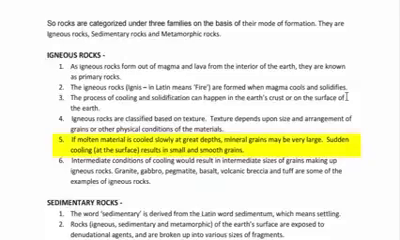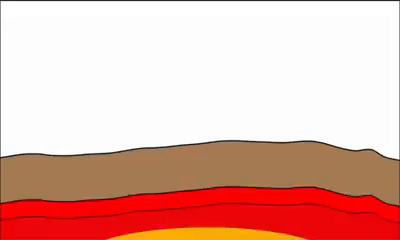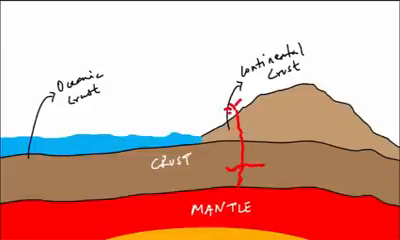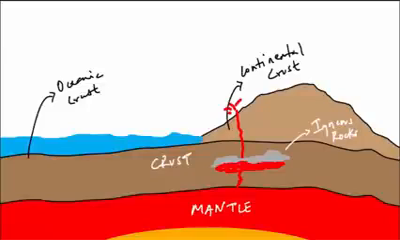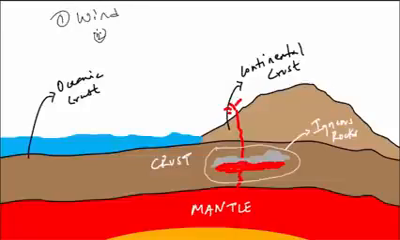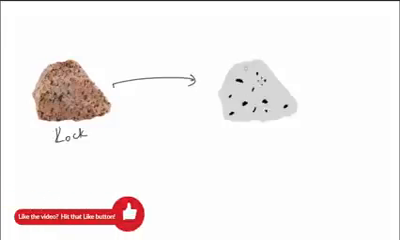If molten material is cooled slowly at greater depths, mineral grains may be very large. Sudden cooling at the surface results in small and smooth grains. Remember the third point, where I said sometimes the magma cools down under the crust itself and does not really come out on the surface. So when magma cools under the crust, it does become solid, but it does not get exposed to the external weathering agents like wind, river, and ice. Because of that, the mineral grains do not break, they are intact.